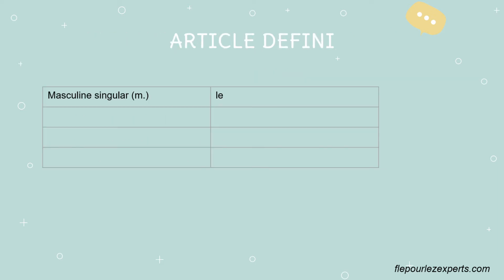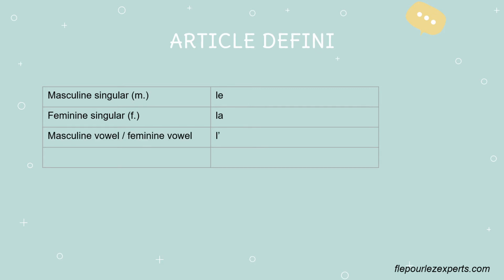And now in article défini, if you want to use definite article in French for a word which is masculine, we use le, L-E, le. And if it is about a word which is feminine, then we will use article défini la, L-A, la.